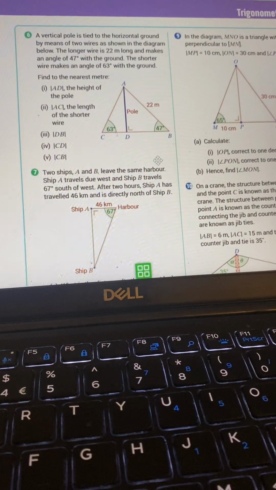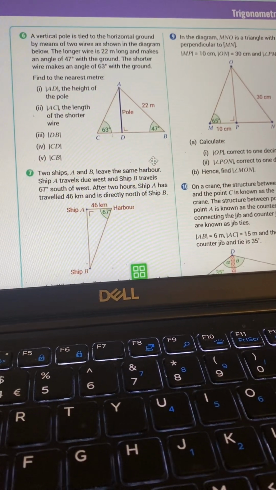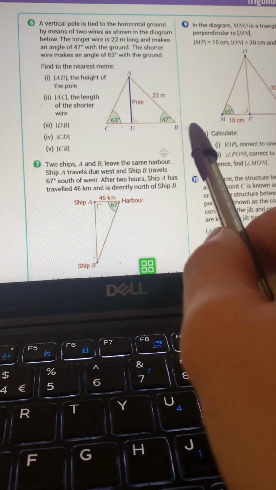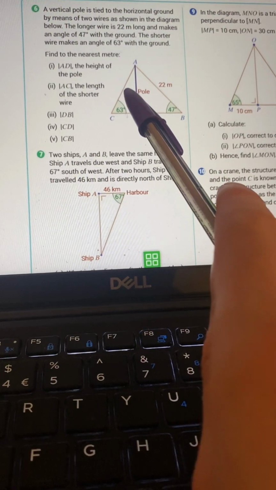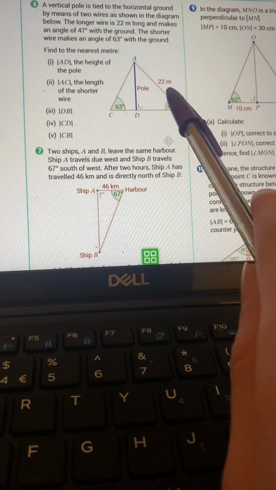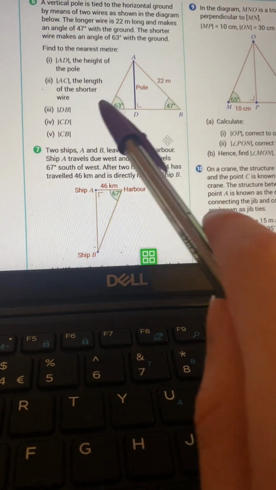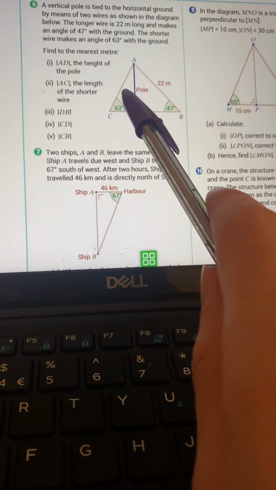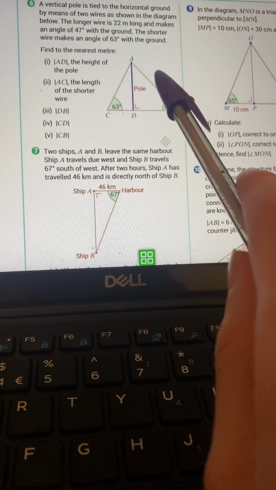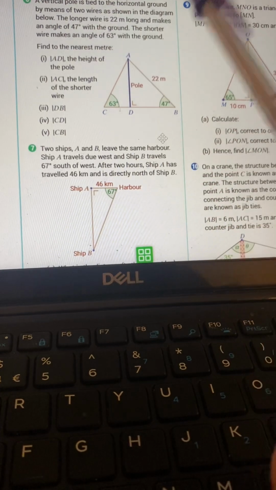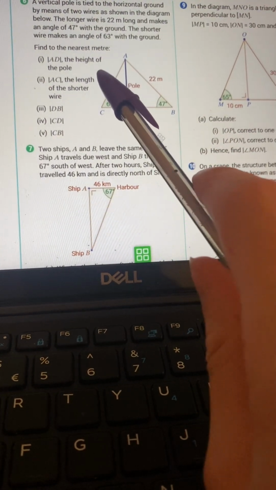So here we have a vertical pole, and it's tied to the ground, which is the horizontal line, this line here, by 2 wires. So the first wire is going to be this line here, and the second is this line here. We're told that this one is 22 meters. We're also told that this wire is tied at a 63-degree angle, and this wire is tied at a 47-degree angle to the ground. So that's the information we're given. The first thing we're looking for is the height of the pole.